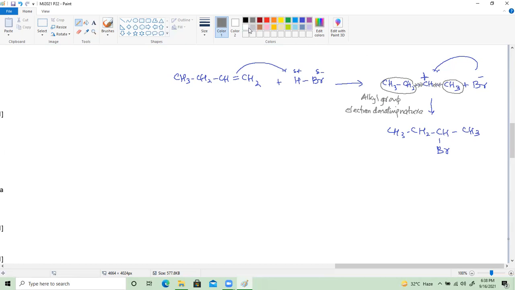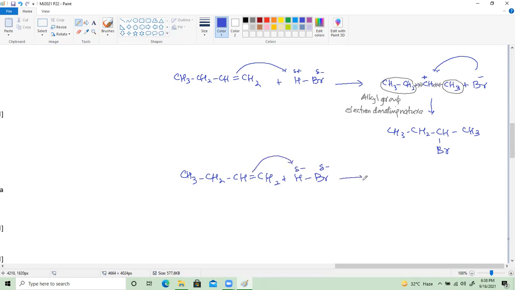And from this, its deficiency of electrons will be covered to a large extent, and it will not remain too much positive as it is supposed to be. And the less electron deficient it is, the more stable it will be. But with the other possibility, the anti-Markovnikov rule, in that one, a primary carbocation is made.